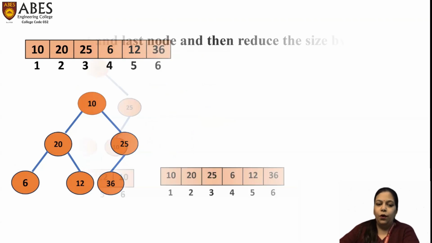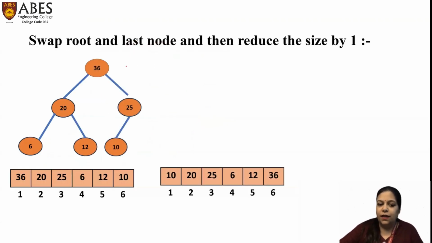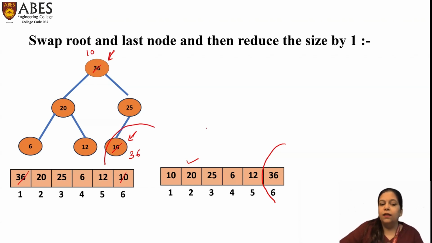Now, after this step, as you know, this is the tree formed after converting it into a max heap. We are going to swap the root node with the last node, such that this will become 10 and this will become 36. So the array will look like this: 36 will be swapped by 10, and the state of the array will be 10, 20, 25, 6, 12 and 36. Now we have to reduce the size of the array by 1. As you can see, 36 has reached its right position, so the node 36 will be considered already sorted and the size of the heap will be reduced by 1.